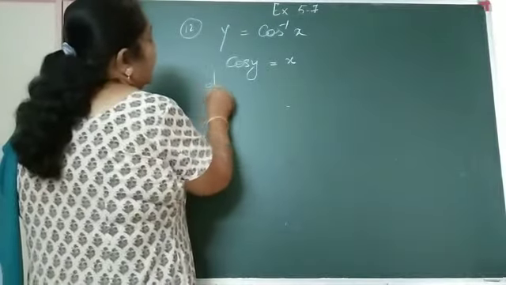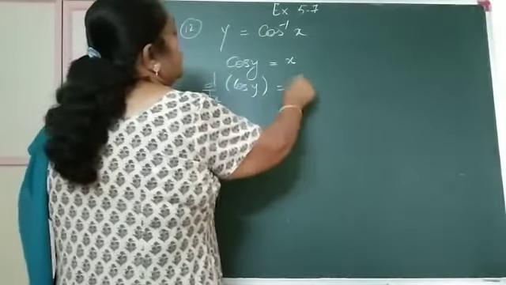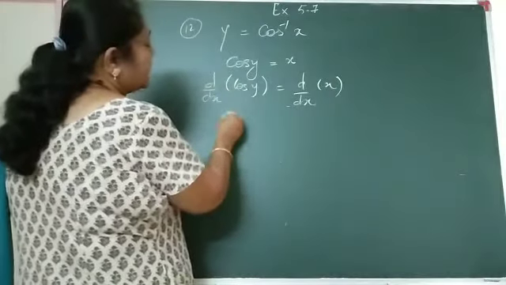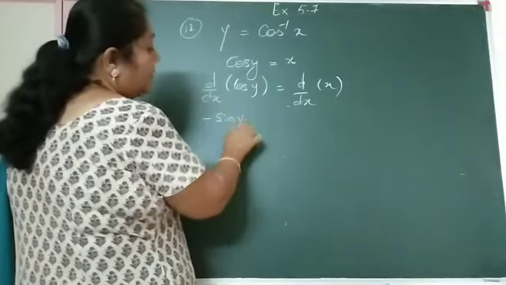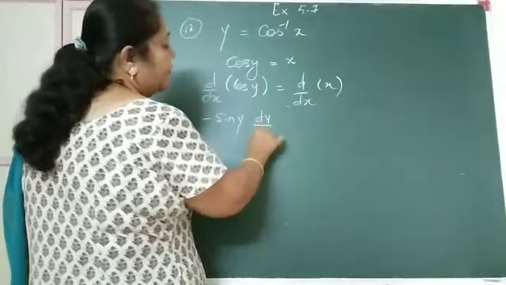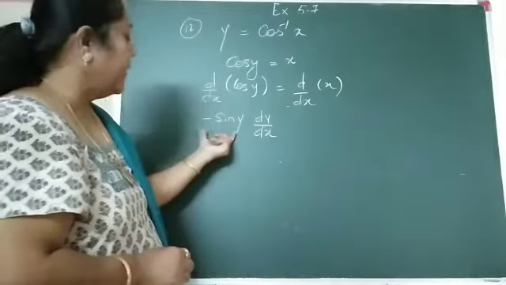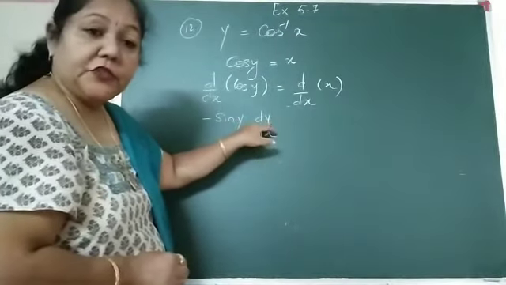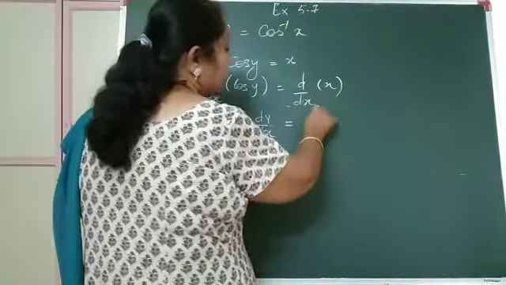So, I have d by dx of this term cos y is equal to d by dx of the term x. Now, the differentiation of cos is going to be minus sin y, but because this term is not x, I have to differentiate it one more time by the chain rule. So, cos y gives minus sin y, but because this variable is not x, I have to differentiate it again by the chain rule, and that is equal to d by dx of x, which is 1.